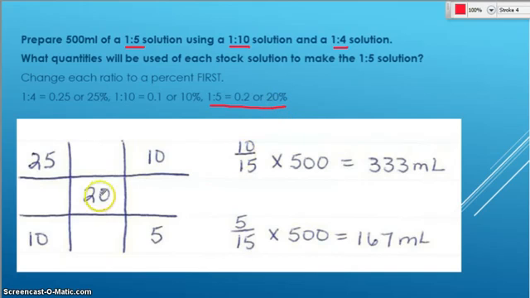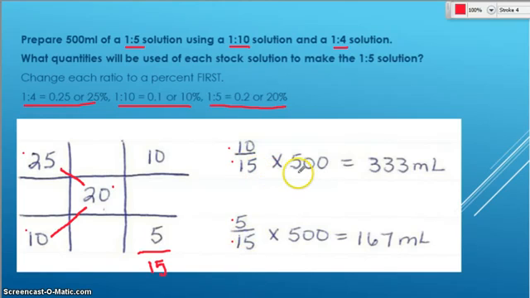That's 20%. So that's what goes in the center. We're using a 1 to 4 and a 1 to 10. So 25% and a 10%. We're ready to do our subtraction now, just like before. 25 minus 20 is 5. 10 from 20 is 10. So we have a total of 15 parts. 10 out of those 15 are 25%. 5 out of the 15 are 10%.